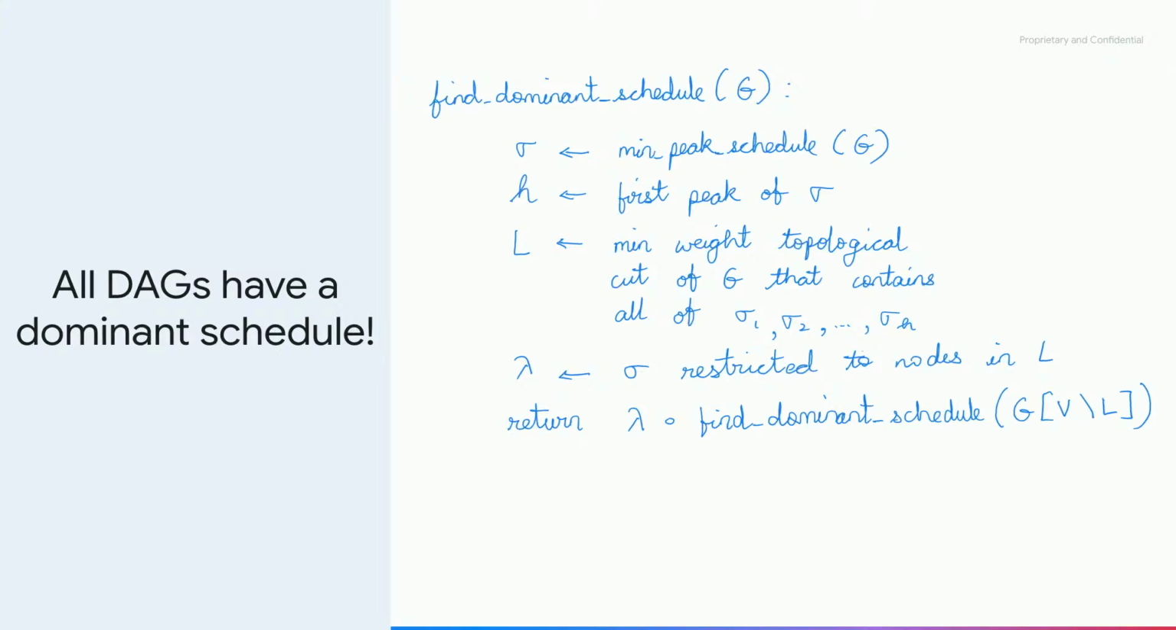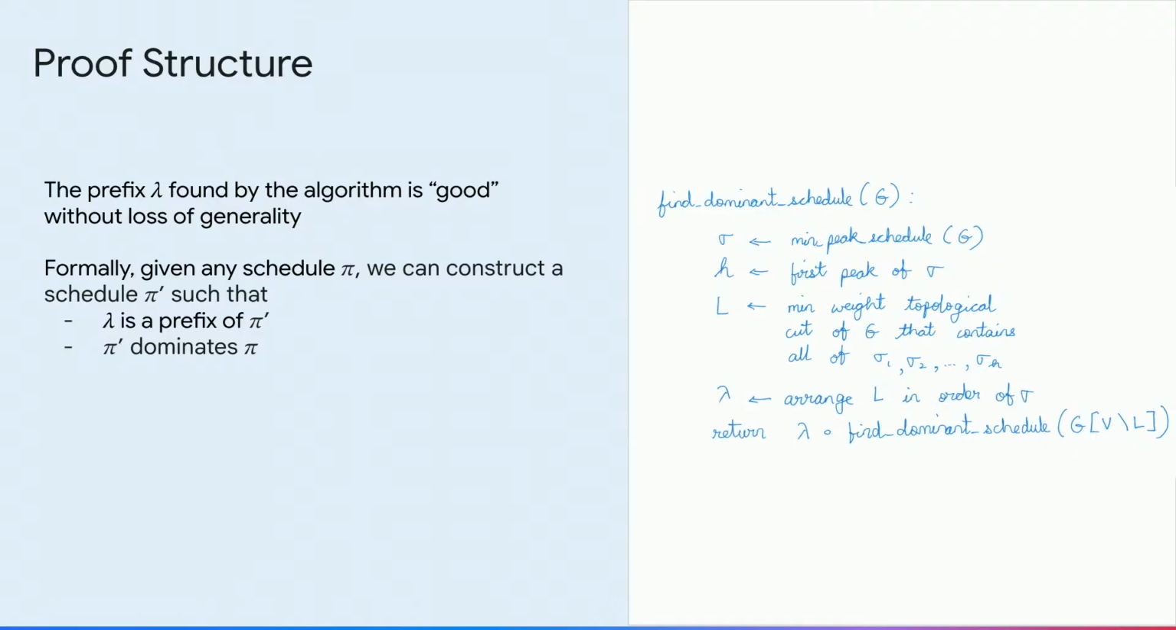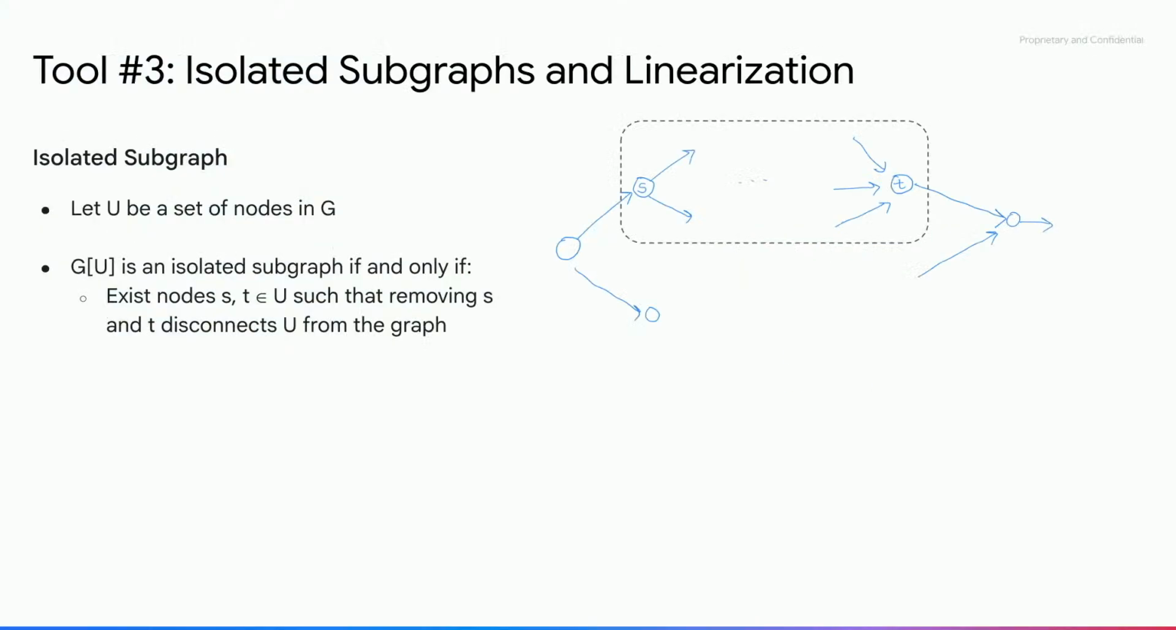That's the algorithm. I'm not going to prove it here, but the proof structure is roughly saying that this lambda subschedule that we found is good, or without loss. What does that mean? It just means if you give me any other schedule pi, I can construct a new schedule pi prime that's better than yours. So pi prime will dominate pi, such that lambda is a prefix of pi prime. So I didn't make any mistakes by taking this lambda out, and then the proof will follow by induction because it's true on the remaining graph. Great. So that's the dominant schedule.